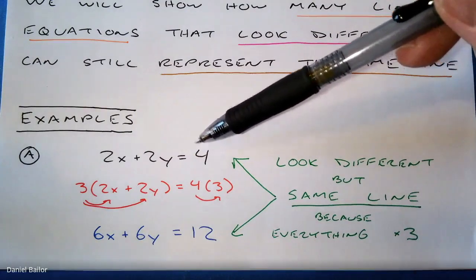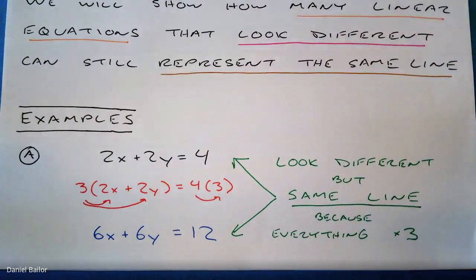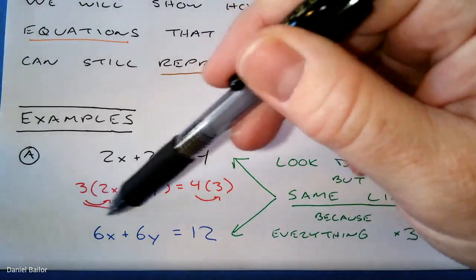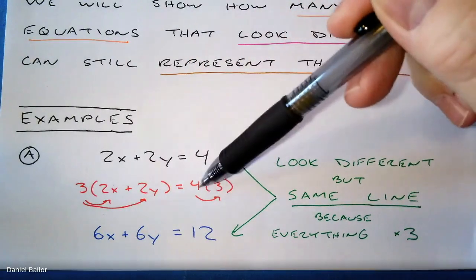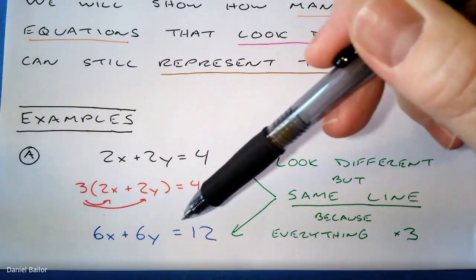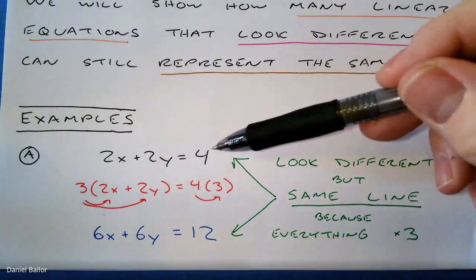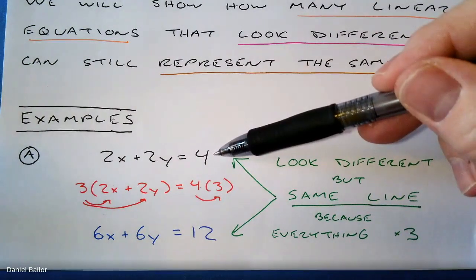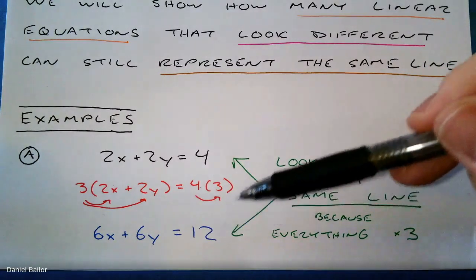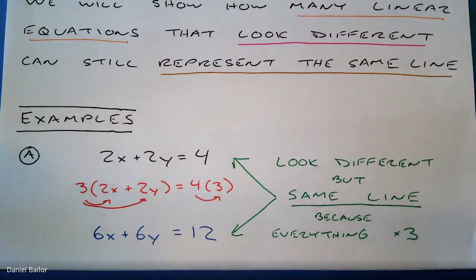If I multiply everything times 3, I multiply every term by 3. I do 3 times the 2x, 3 times the 2y, and 3 times the 4. I get 6x plus 6y equals 12. So the equation I started with, 2x plus 2y equals 4, and the equation I finish with, 6x plus 6y equals 12, if you graph them, they will make the same line. They look different, but they make the same line.